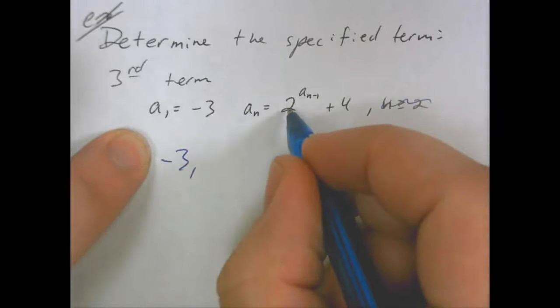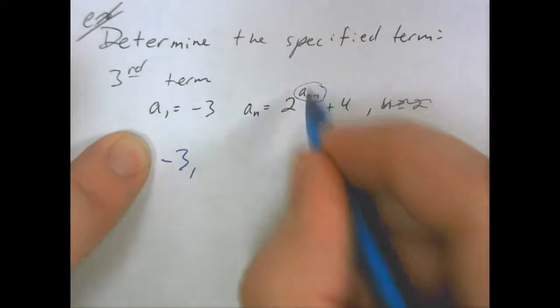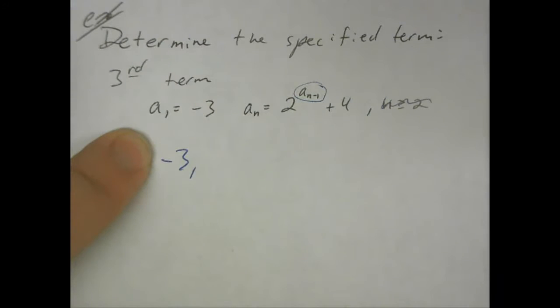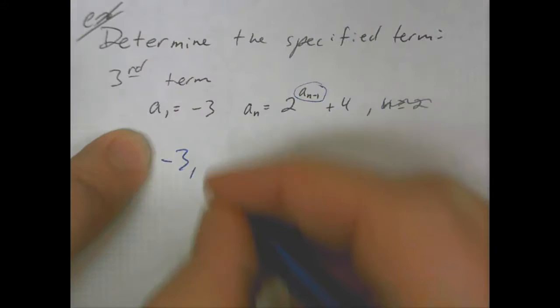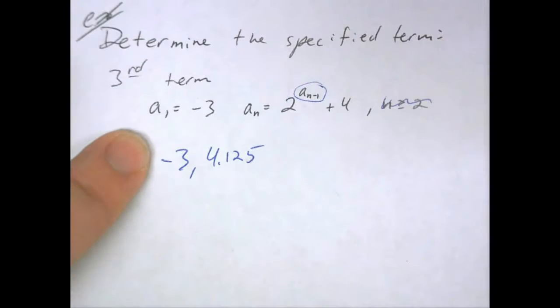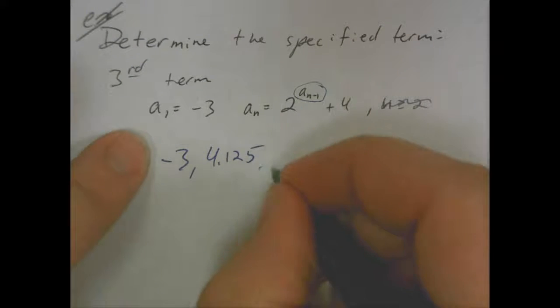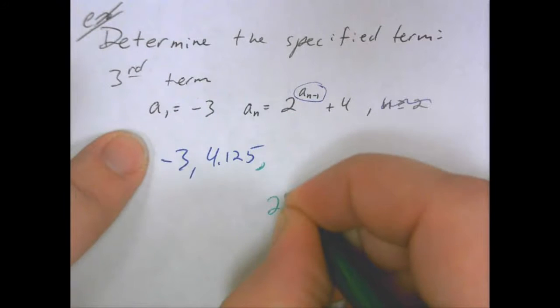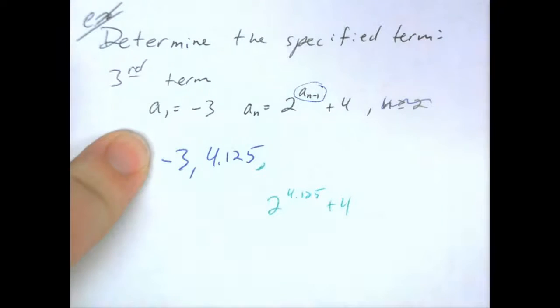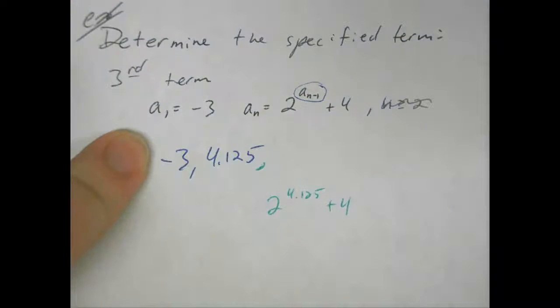Now I'm going to take negative 3, because this is my a sub n plus 1. So I have 2 to the negative 3 plus 4, so 2 raised to the negative third power plus 4. I get 4.125. And then to get the third term, I'm going to take that 4.125 and do 2 to the 4.125 plus 4. Hopefully it'll give me an answer. Should though. I don't know why it wouldn't.